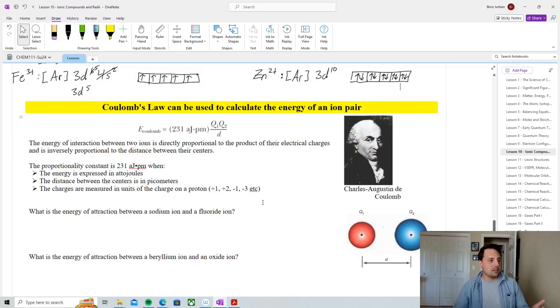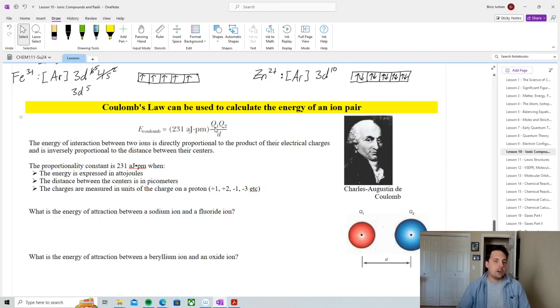Now, the last thing I want to introduce in this chapter is Coulomb's law, and it's a way that we can calculate the energy of an ion pair. So we'll make use of this equation, which simplifies the math for us. There will be the introduction of this constant, 231, so that comes about from fundamental constants, but it simplifies the math in these problems.